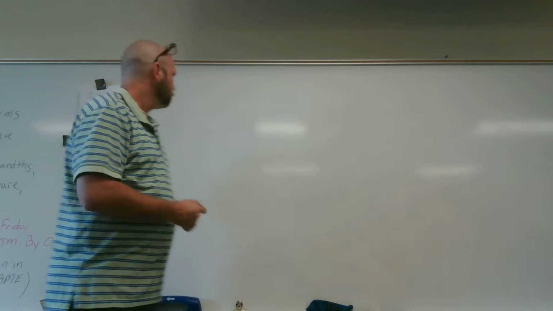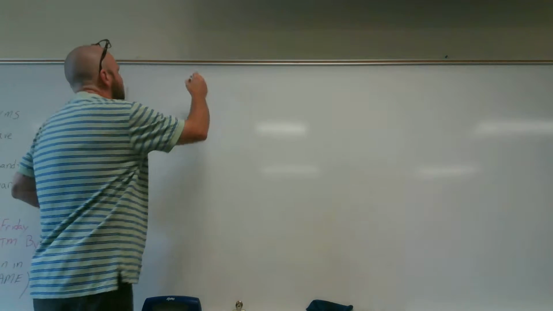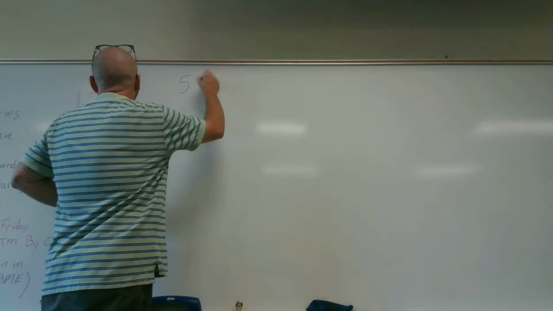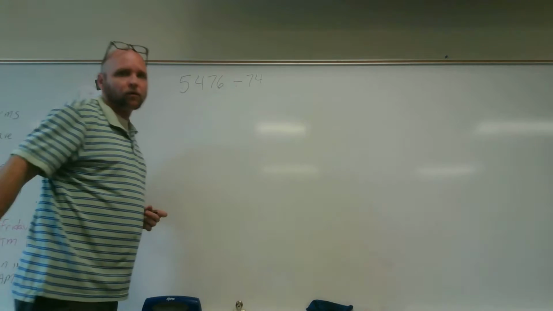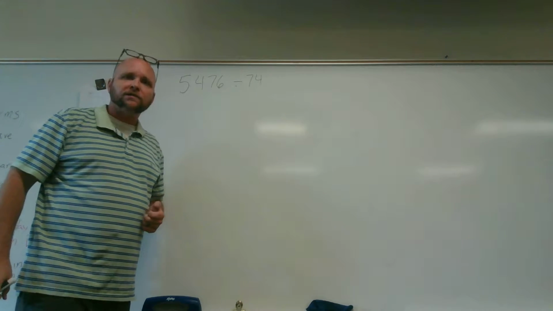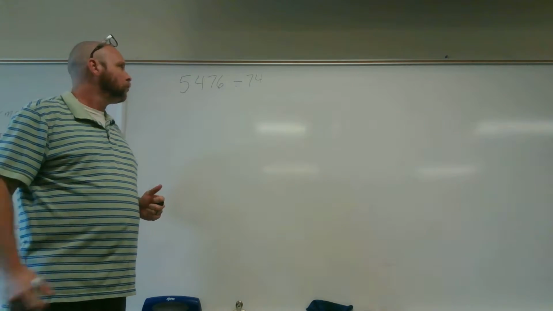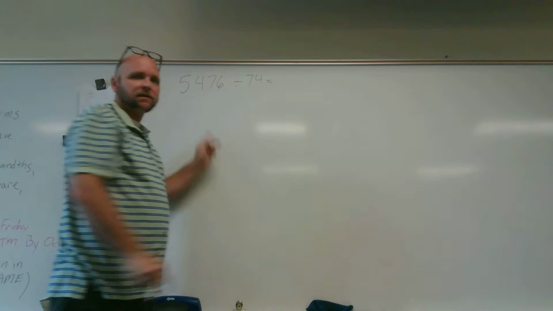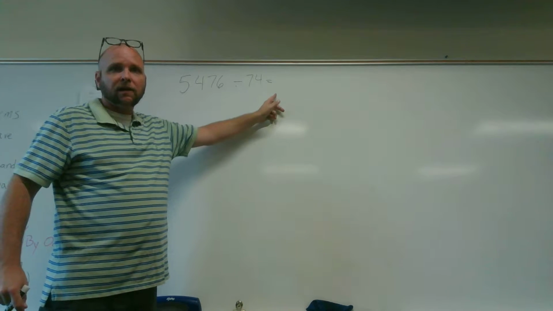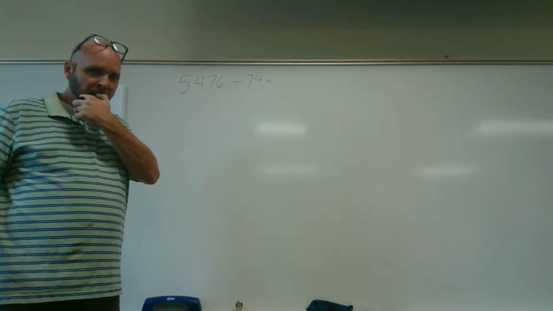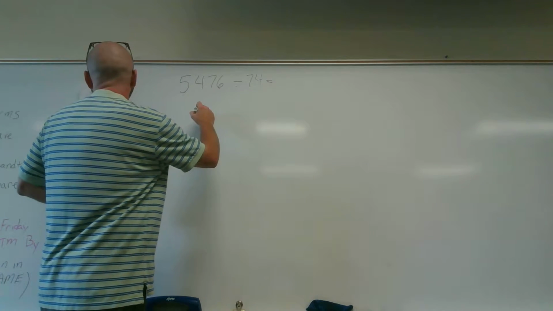Our first problem we're going to do is 5,476 divided by 74. 5,476 divided by 74 equals. That's an equation. It's written horizontally and it has an equal sign. We're going to write this the way we work it.